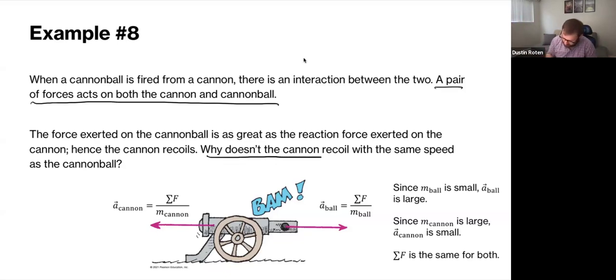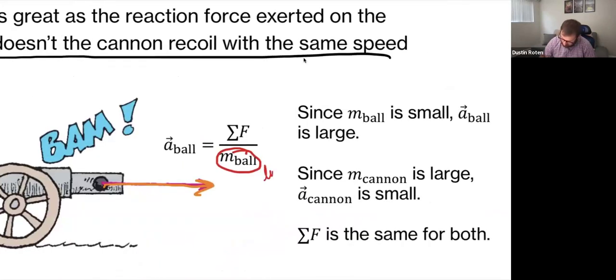Okay, so here's our question. Well, let's take a look at this picture. We know that these two vectors are the same length. They're equal, they're opposite, Newton's third law. Now let's think about what's going on here. So since the mass of the ball is small, right, this is tiny. Okay, if the mass is small, what does that mean about the acceleration?